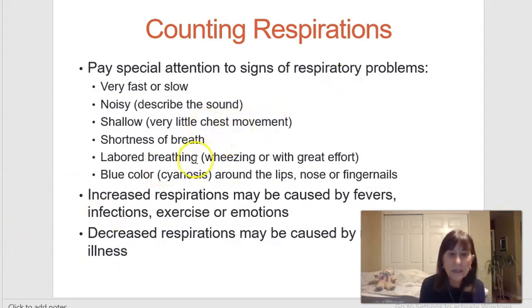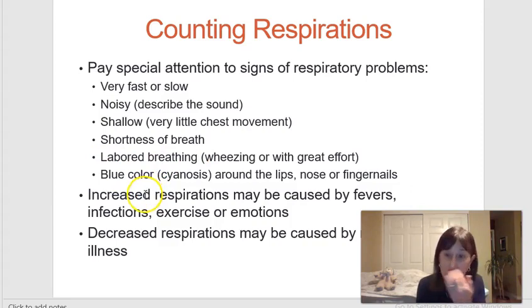The last thing is looking at those respirations. If they're too fast or too slow, those are the main things. But if they're noisy, that could be because there's fluid in the chest or too much mucus in the chest, or if they're saying they're short of breath. And if we're not breathing well enough, we're going to get what we call labored breathing. They're really working at it. So it's labored breathing or shortness of breath.